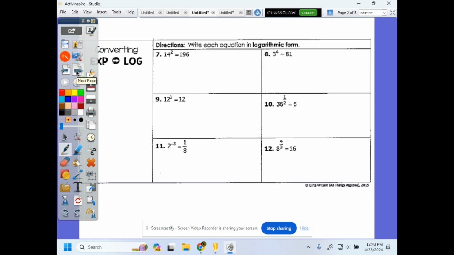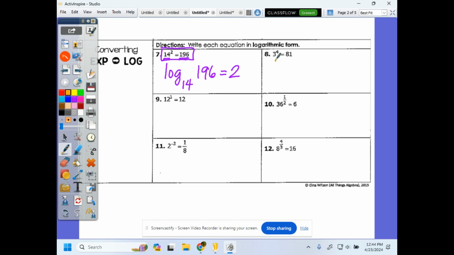Let's convert now exponential to logarithmic form. It's the opposite, okay? So again, write the log. Which one here is the base? The base here is 14. So I'm going to put 14 here as a subscript. And the answer is 196. But the exponent was 2. Again, the idea of log, if the base is 14 and the answer is 196, what could have been the exponent of the base 14?